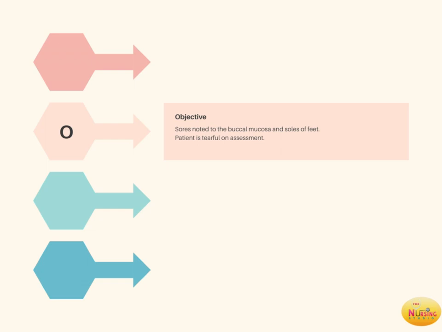Objective is what you observe. So what do you see when you are doing your assessment on this patient? So it stated in the scenario of the question that upon exam, the nurse practitioner noted sores inside the mouth as well as on the soles of the feet, right? So here, just quickly noting that, and also I like to tell you, objectives, we put our vital signs here as well, right? So as you're observing, you did your assessment, sores to the buccal mucosa, sores to the palms of the feet. Patient is tearful on assessment. Patient is afebrile. Put all of that here.